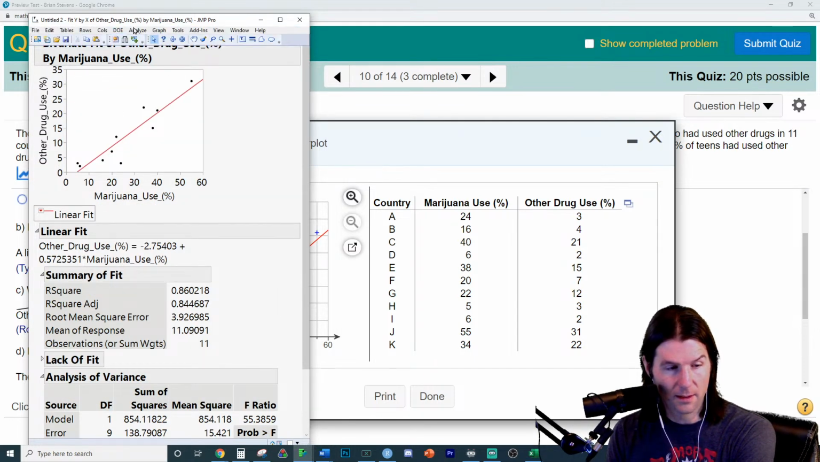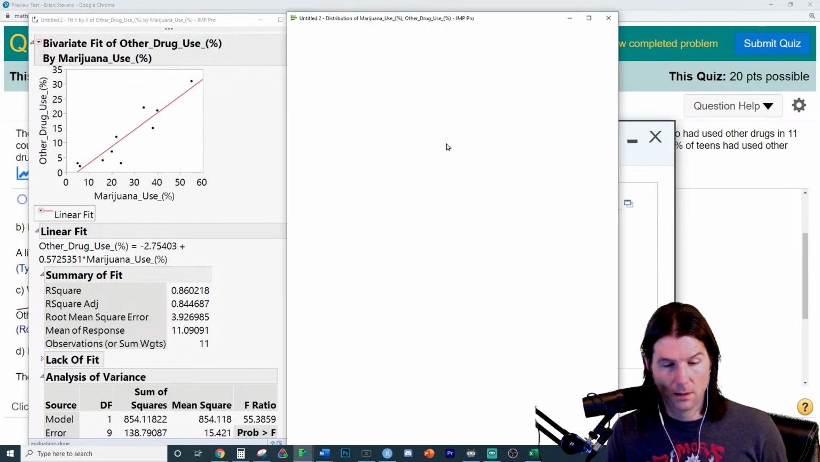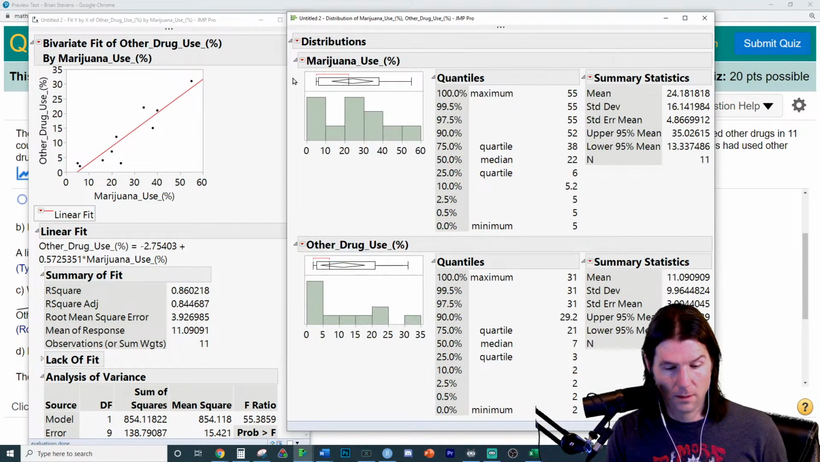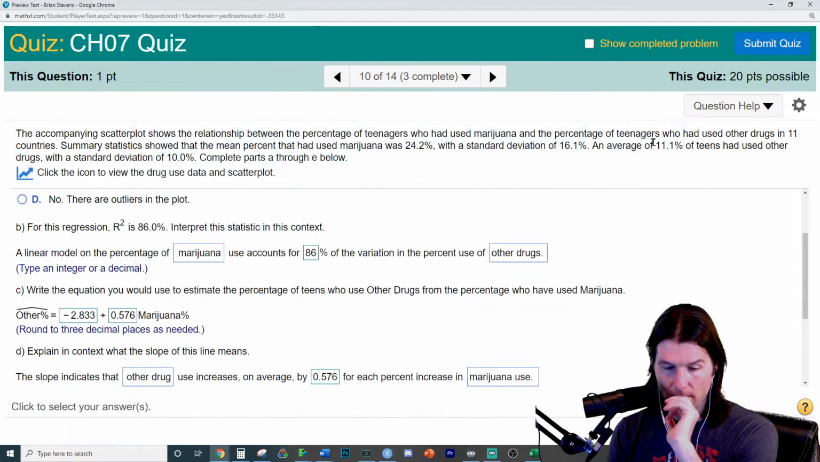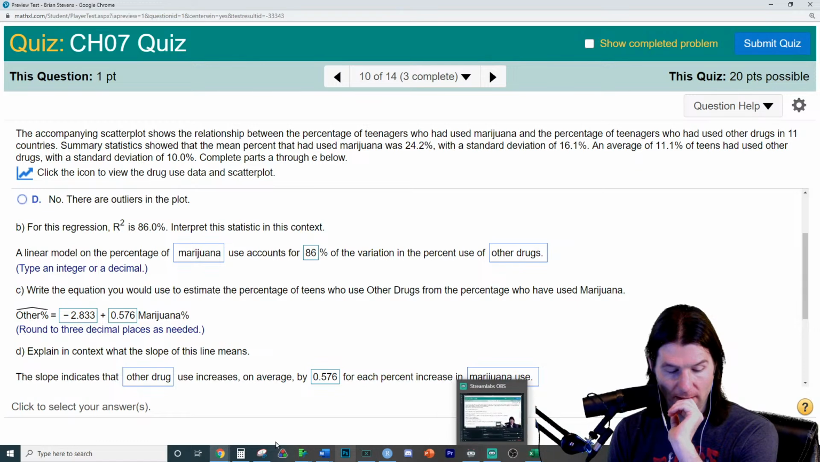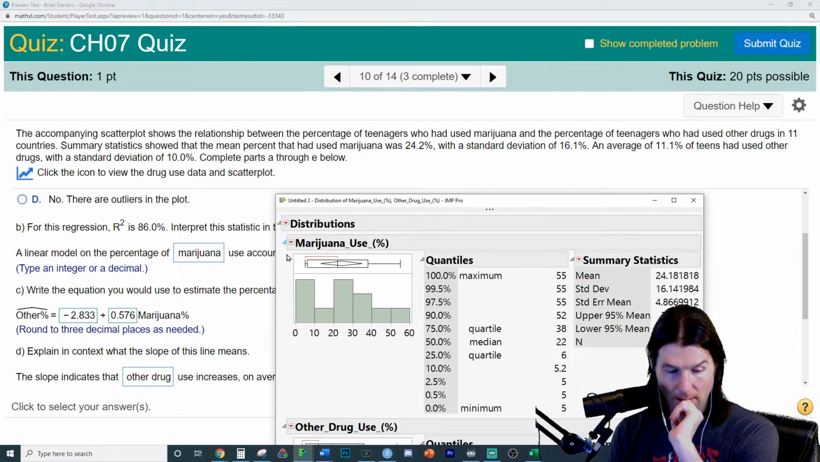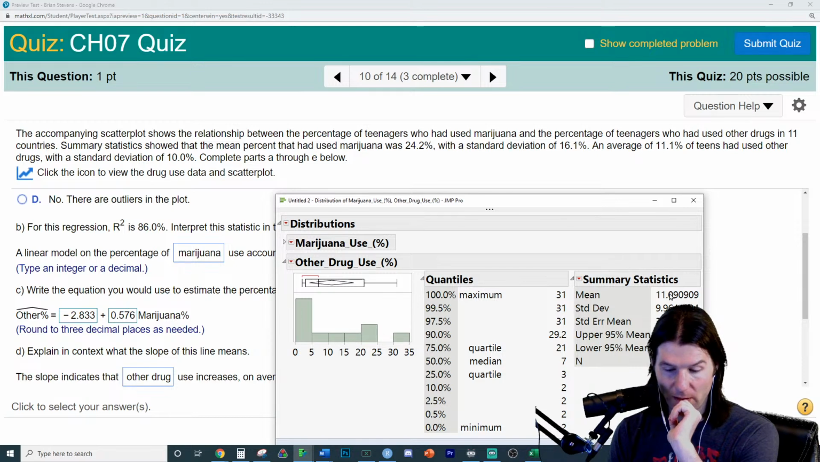I need to see something. Analyze. Distribution. The mean is 24 point... Yeah, it's the way they're carrying their decimals, I think. I want to check a few things out right here real quick. The mean for this is 24.18, so that's not carried out. 16.14, that's not carried out decimal accurate. The mean for the other one is 11.09, so that's a little decimal place off. And the standard deviation is that.